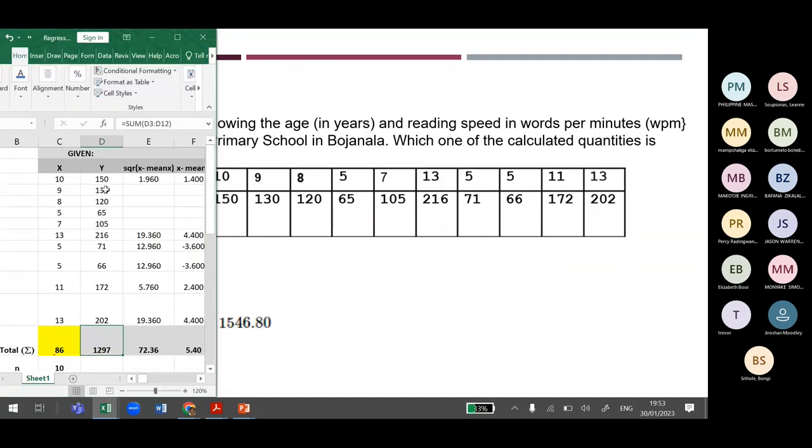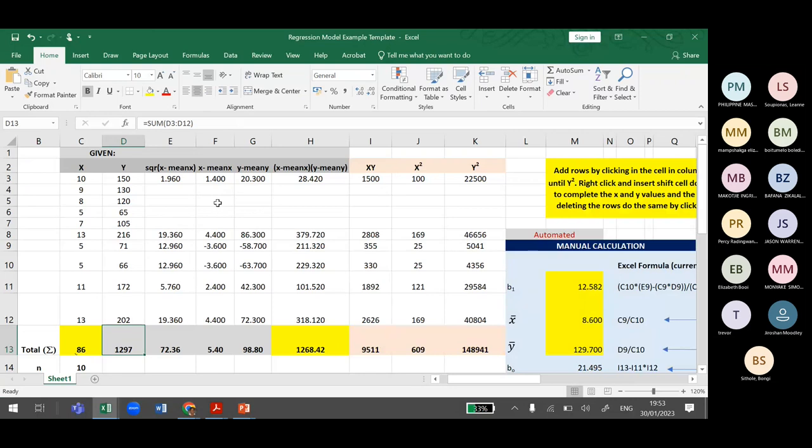So 10 goes with 150, 9 goes with 130, 8 goes with 120, 5 goes with 65, 7 goes with 105, 13 goes with 216, 5 goes with 71, 5 goes with 66, 11 goes with 172, and 13 goes with 202. So I've entered the right data. I can just ignore that.